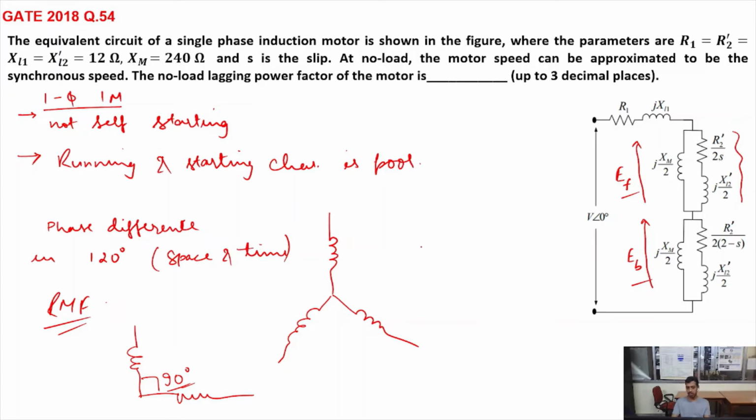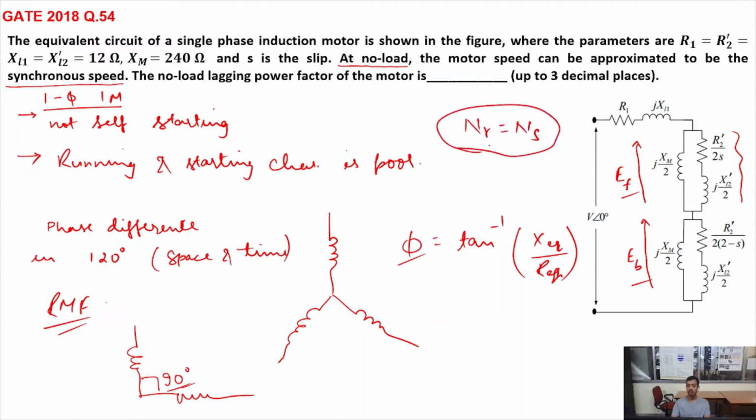So for power factor, we need resistance and inductance. Power factor angle is tan inverse X equivalent divided by R equivalent. Now, the question is saying that at no load, the motor speed can be approximated to the synchronous speed. Means NR is equal to NS. What will happen if NR is equal to NS?